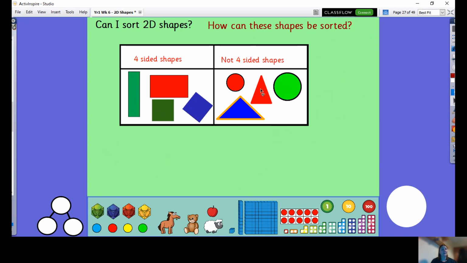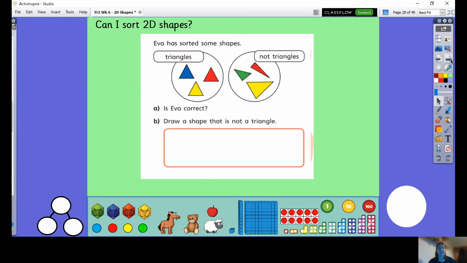Okay, you could do it so that you've got three-sided shapes, not three-sided shapes. So there's lots of different ideas there how you can sort them. So let's have a little look here.